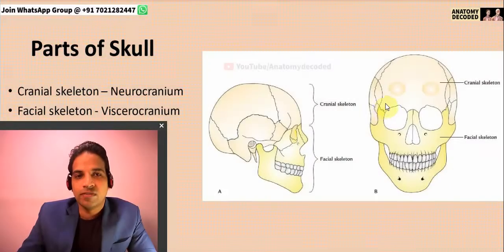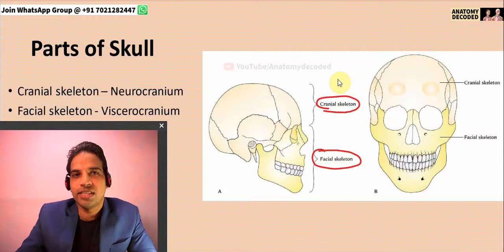Now let's see the parts of the skull. In general, skull can be divided into 2 parts. One is referred to as the cranial skeleton, another is referred to as the facial skeleton. Cranial skeleton is also referred to as neurocranium, and facial skeleton is also referred to as viscerocranium.